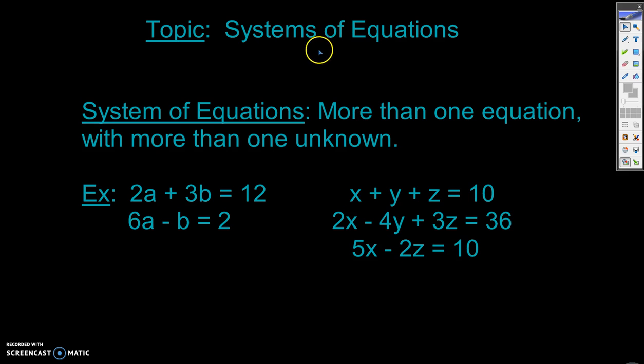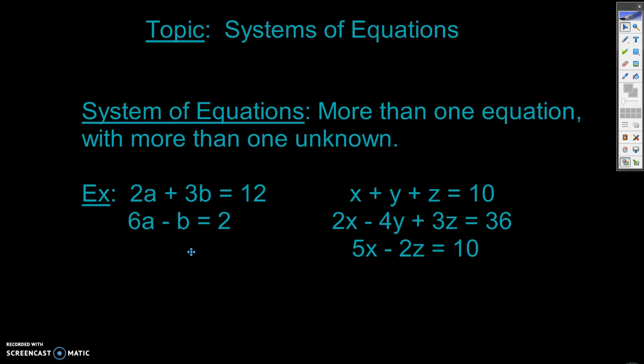But for right now, what's a system? Well, an example of a system of equations would be like this. Here we have two equations. We have 2a plus 3b equals 12, and then a second equation, 6a minus b equals 2. We have two separate equations, and we have two unknowns, the a's and the b's. Having two unknowns, you actually need two equations with those unknowns in order to solve it.